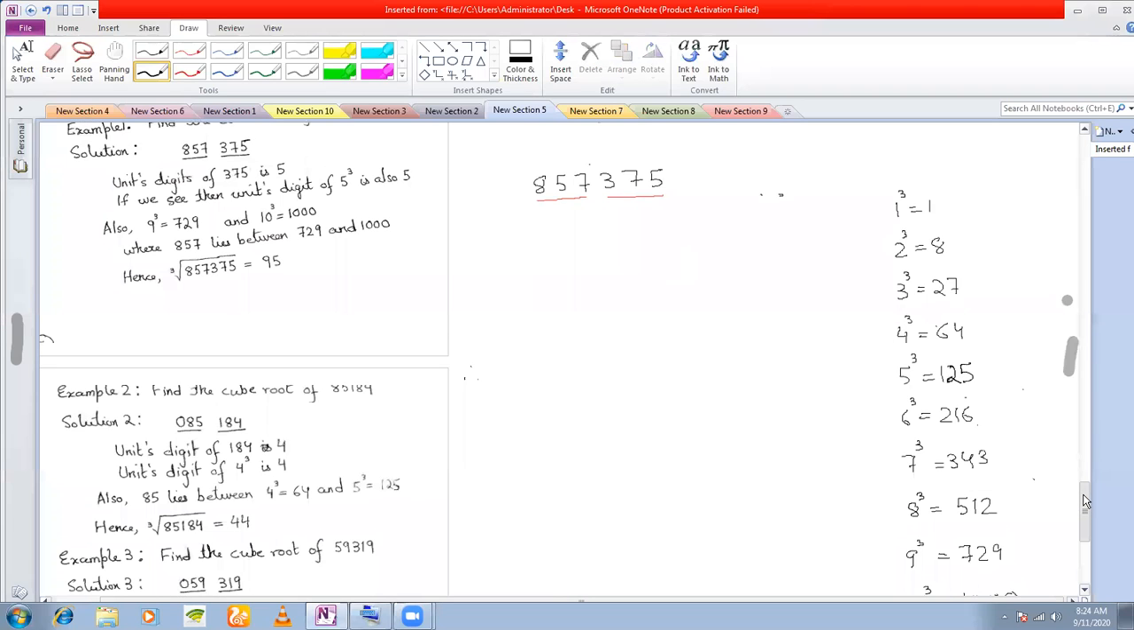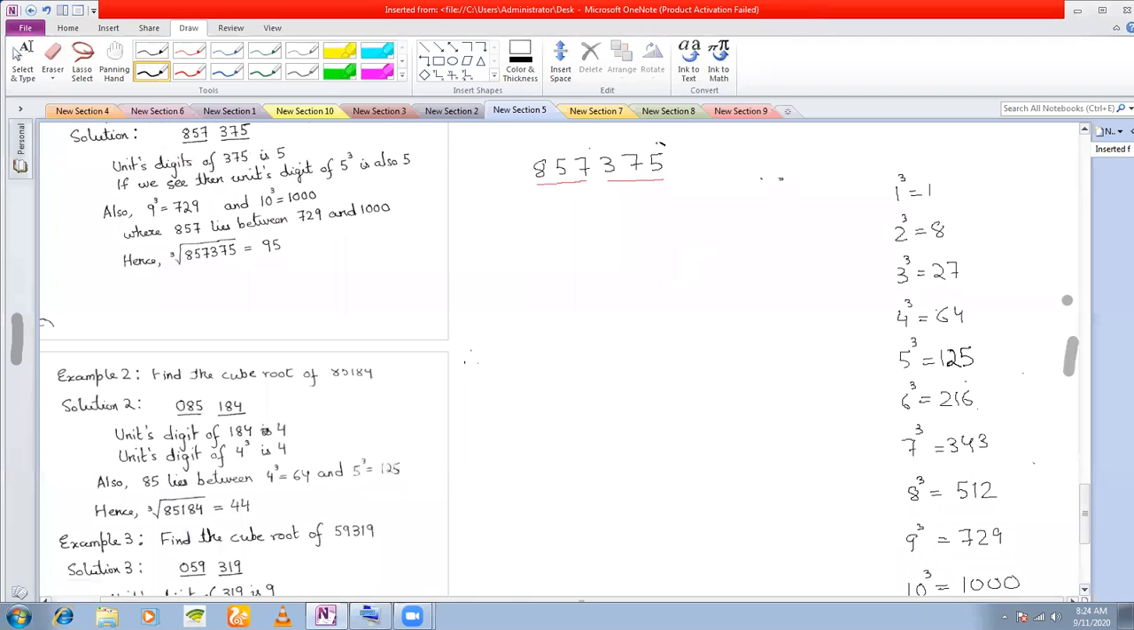Coming back now, you see that the units digit of this number is 5. Now you look at the cubes of the numbers. Among these, which number has a last digit 5? I see that 5 cube is equal to 125, which has last digit 5, right? So once I see that the last digit of 5 cube is 5, I choose 5 as my number, and I write it here. Till this point, is it clear?